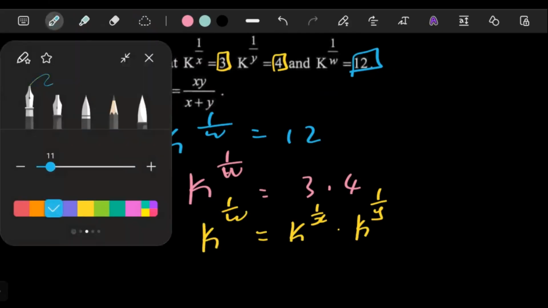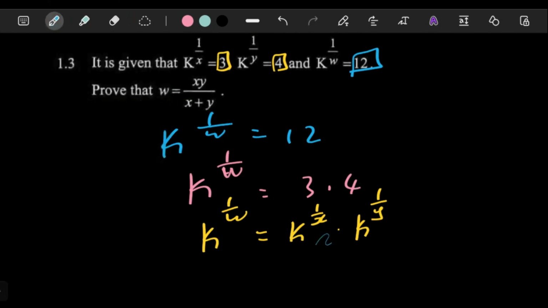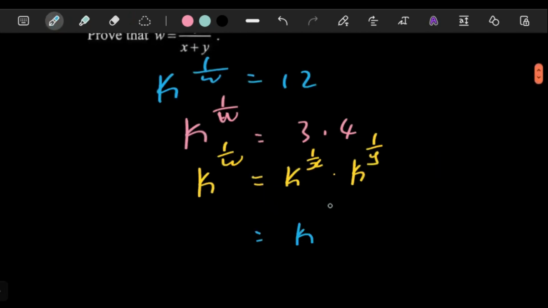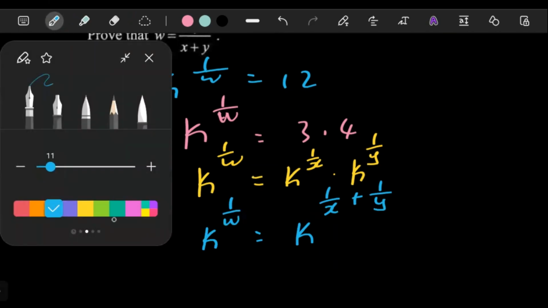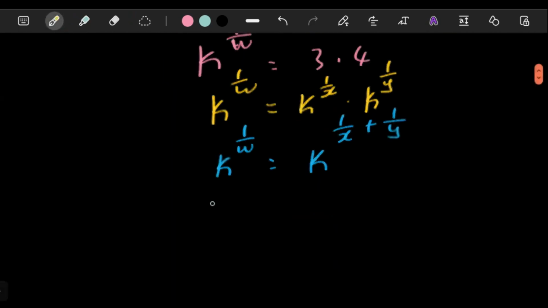1 over W. Now the fortunate thing is with this, you see the base is the same, so you can add the exponents. There you go, you can add the exponents. And then here, your bases are the same on two sides of the equation, so you can just drop the bases. So here, 1 over W is equal to 1 over X plus 1 over Y.